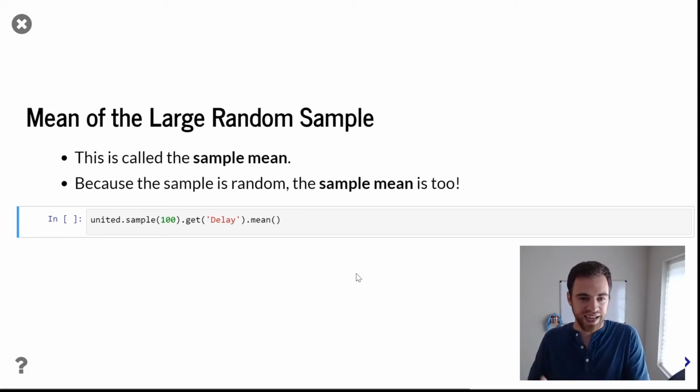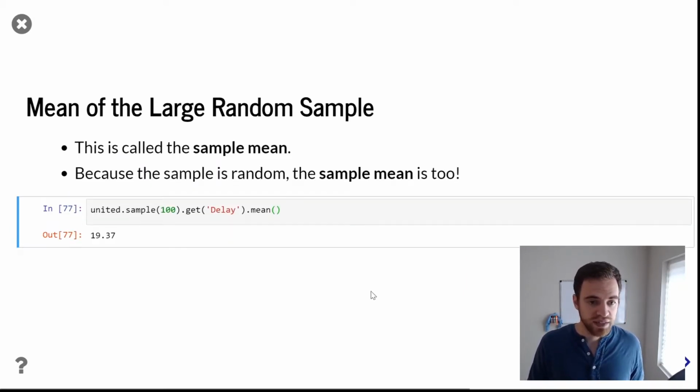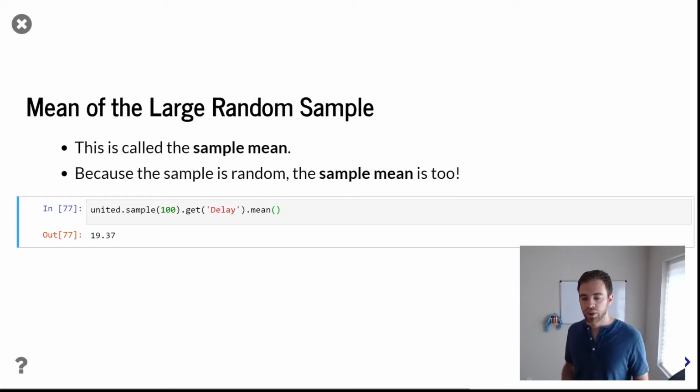So I take a sample of 100 flights, I get the delay and calculate the mean. I run this. Remember, we saw the actual answer is 16.65. Here's my guess, 19.37. So you see, I'm not exactly right. I'm off by 3 minutes or so.